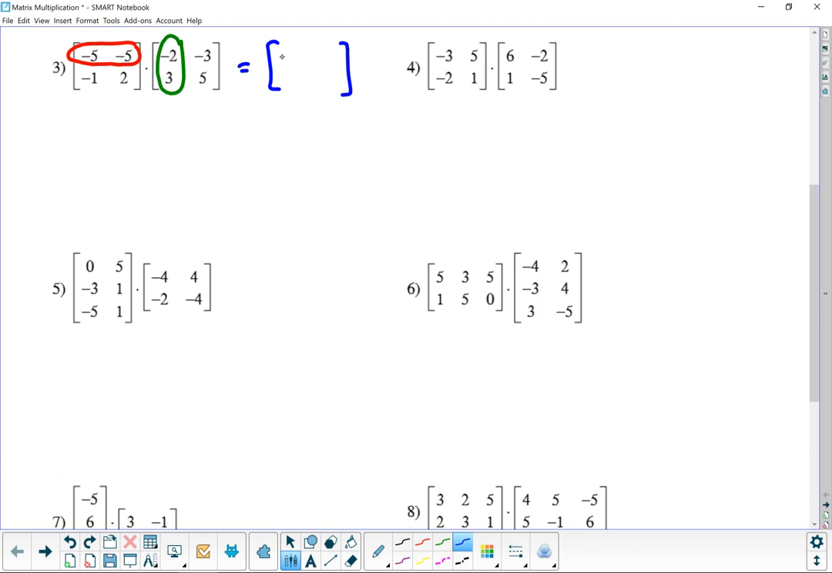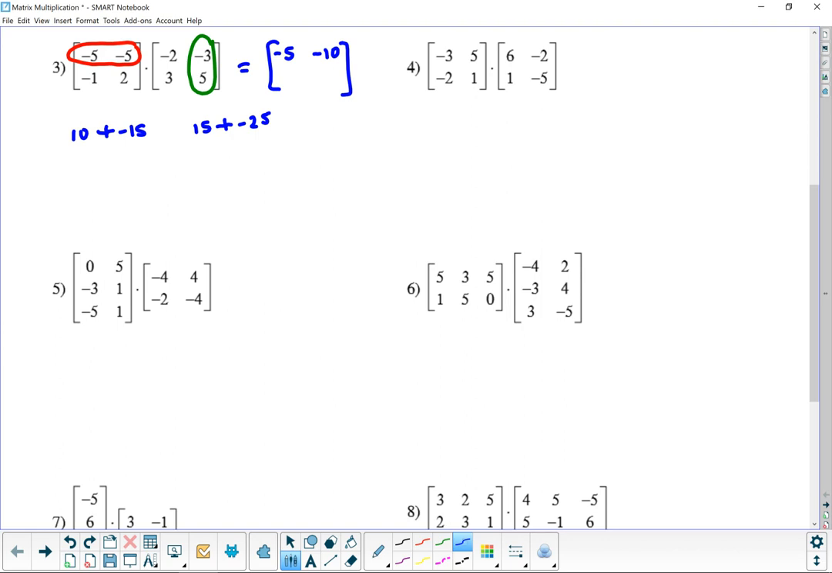So first entry right here, -5 times -2 is 10, plus -5 times 3 is -15. If I add them, I'll get -5 for this entry. Okay. If I want this entry right here, it's going to be first row, second column. So I'm going to go ahead and do this. This is going to give me -5 and -3. So it's going to give me 15 plus, and -5 times +5 is -25. Okay. And that makes -10.